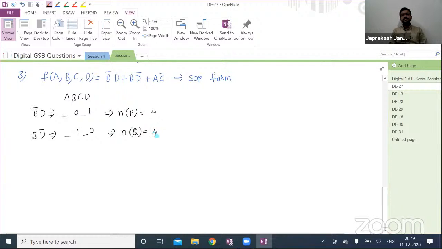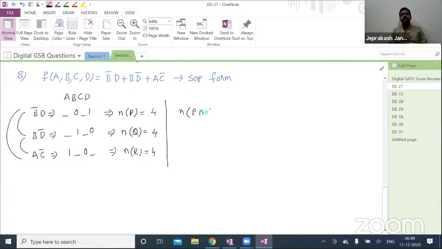Next, consider A into C bar. That means A value is 1, C value is 0. Here also you will get 4. When you consider only this term, you are getting 4. Now you have to consider 2 terms at a time, that means you have to multiply. B bar D into BD bar, you will get 0.